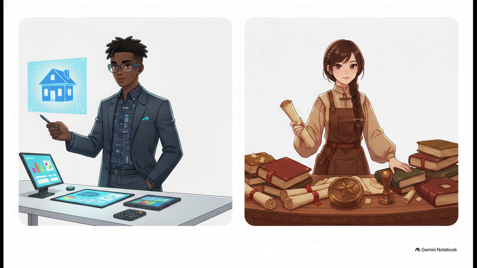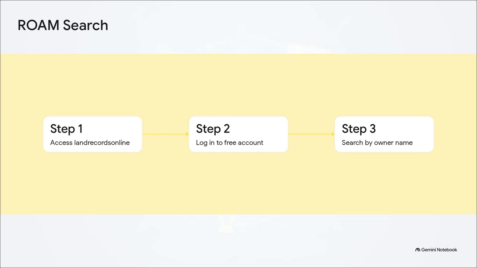The clerk's office strictly manages the legal recordings, and they run a fantastic online portal known as the Rome system. To search these legal records entirely for free, you'll go to comallandrecordsonline.com to access that Rome portal. Just create a free pay-as-you-go account. Once you're in, search using the property owner's name.